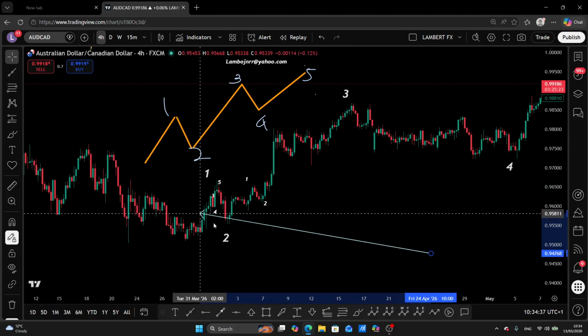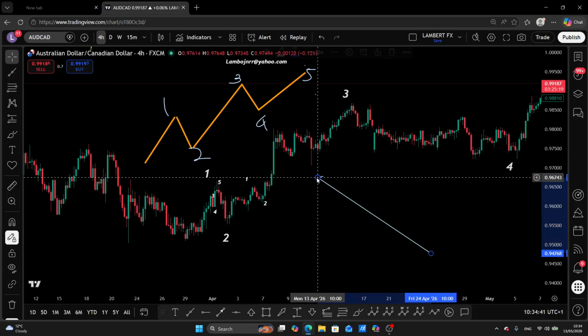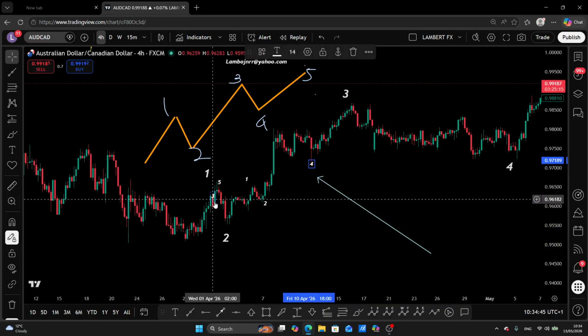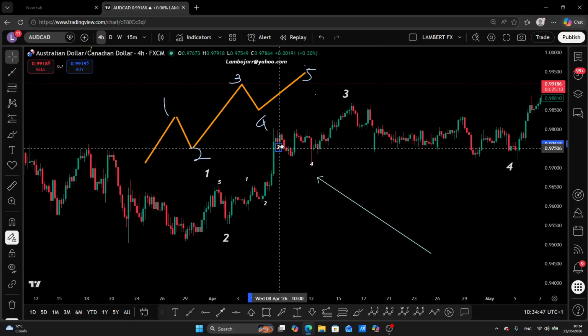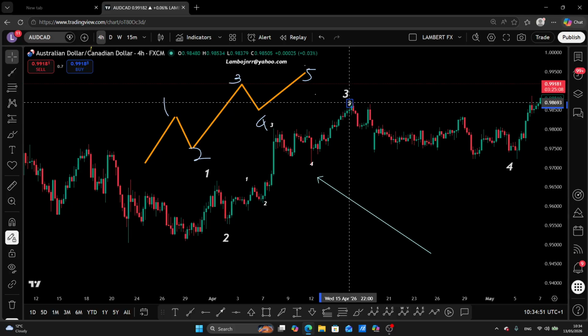So now we have 2 here, and then we have a 3 here. I just label that quickly. So that is your 4, and then that is your 3. And this is your 5 for 3.